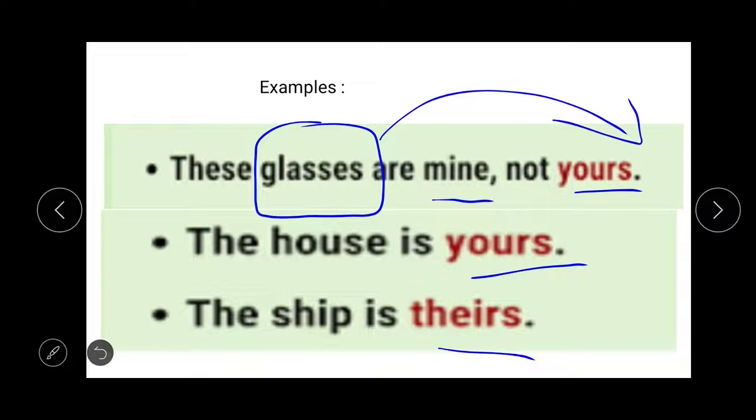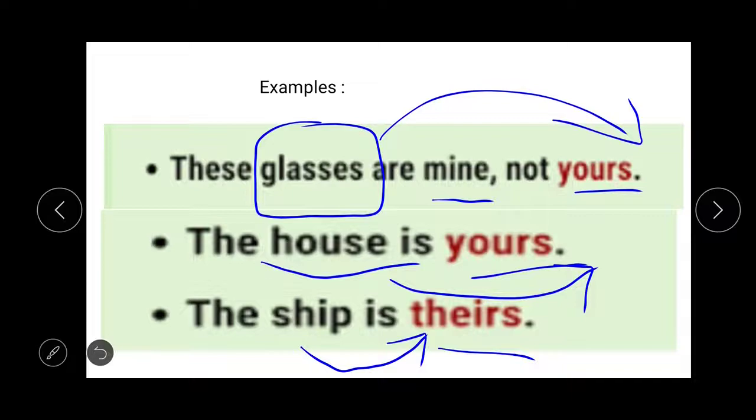In the second example, the house is the noun which is referring to yours, meaning the house belongs to yours. And in the third example, the noun which is ship belongs particularly to theirs, meaning all the pronouns yours and theirs are referring that something belongs particularly to themselves. And students, this belongingness forms our second type of pronoun, which is the possessive pronoun.